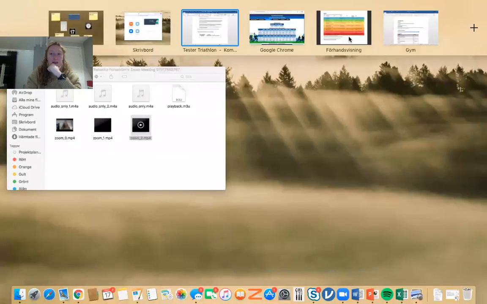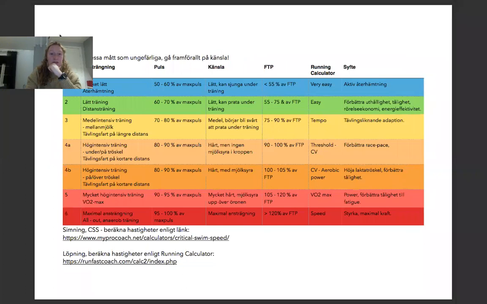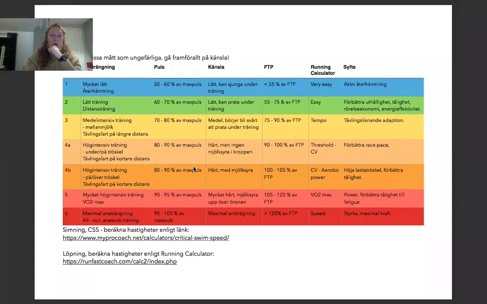Okay? In this document, again, with the zones, we have a guideline for how hard you should go depending on the zones, more or less the percentage of the FTP during the different zones.